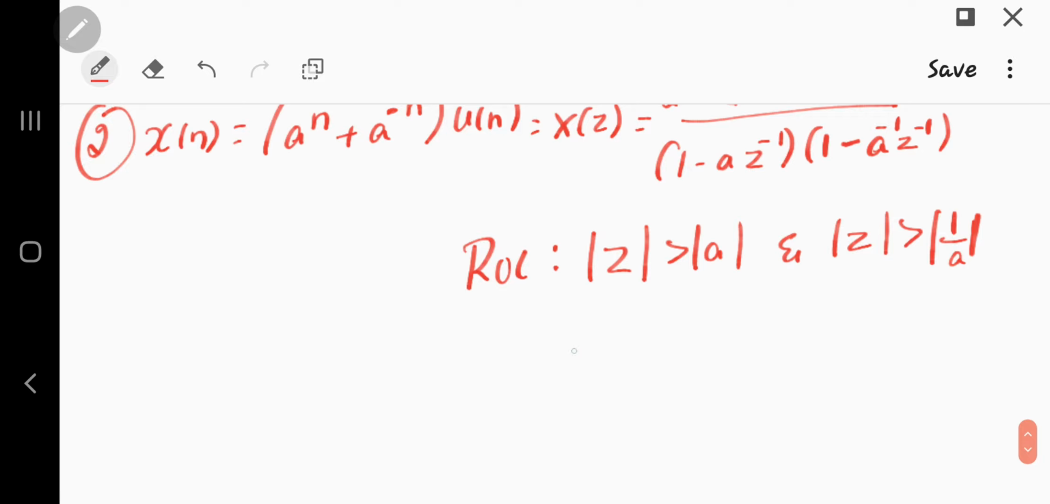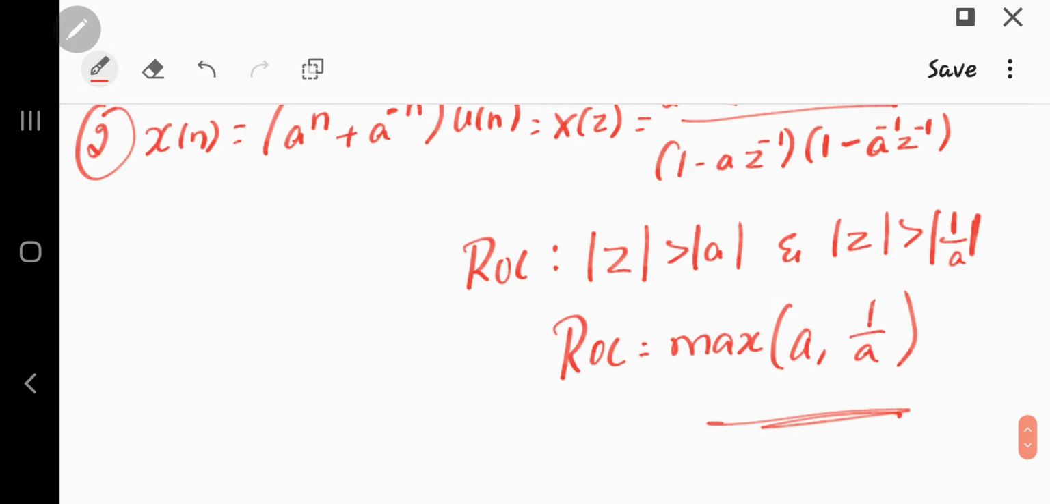So if this is the case, we take the ROC as whichever has the maximum value, maximum of a and 1 by a. If a is some integer value, like 1, 2, 3, then it will be easy. Whichever is greater, that we are going to consider. If you end up with this and we don't have the value of a, we will consider whichever has the maximum value, that will be considered.